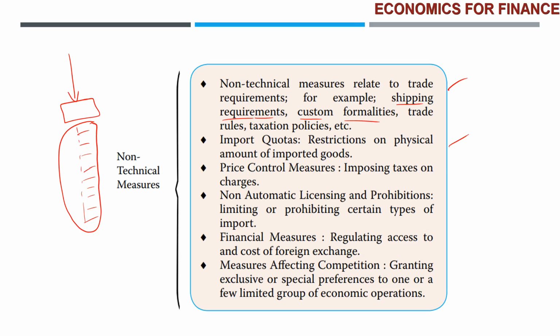Another way of non-technical measures is import quotas. This is a popular measure. Quota is always about quantity. So how much amount or quantity of goods of a particular specification can be imported is specified. Beyond that, you cannot import at all.